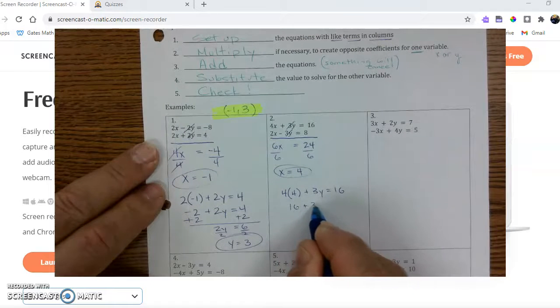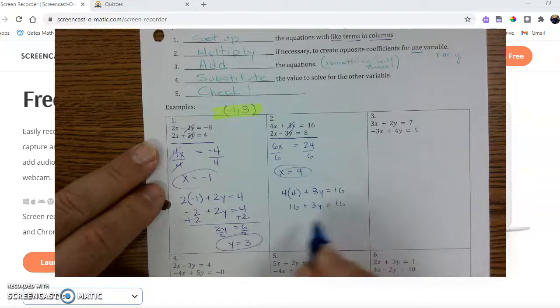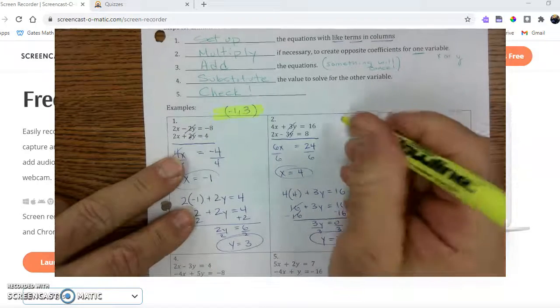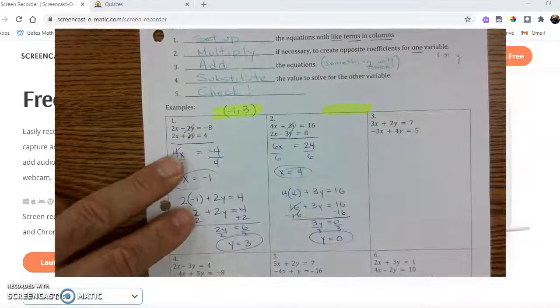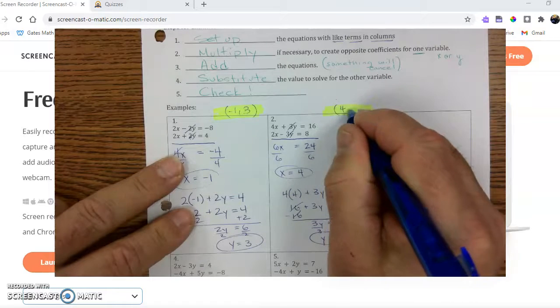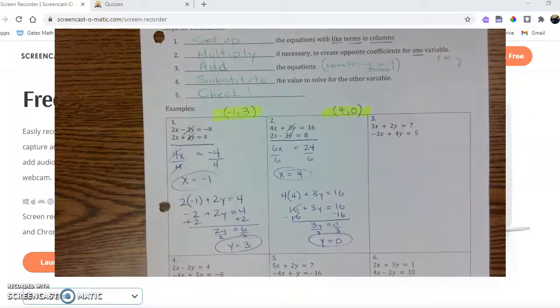16 plus 3y equals 16. Subtract 16 from both sides. 3y equals 0. Divide both sides by 3. Y equals 0. So, now let's go up here and write our answer. Okay, x is 4, y is 0.